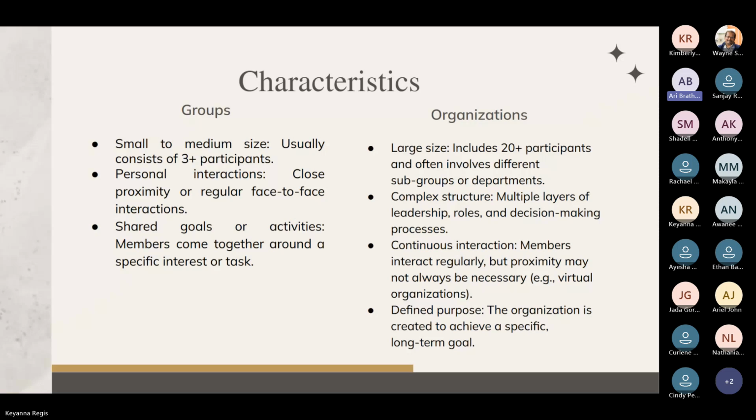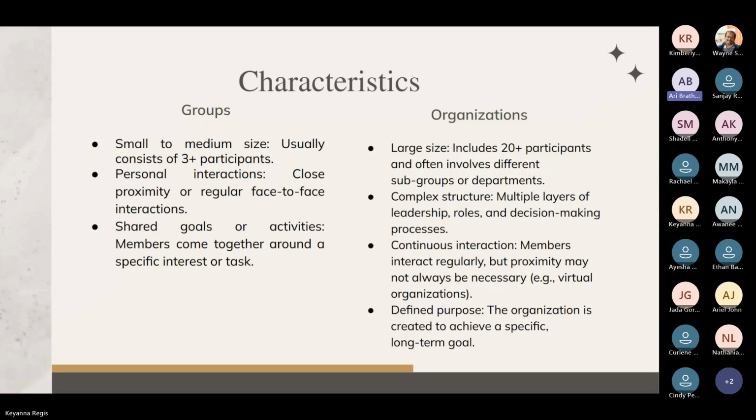Characteristics of groups and organizations. Groups are usually small to medium in size, and they usually consist of 3 or more participants. Organizations, however, are larger. They include 20 or more participants and often involve different subgroups or departments.